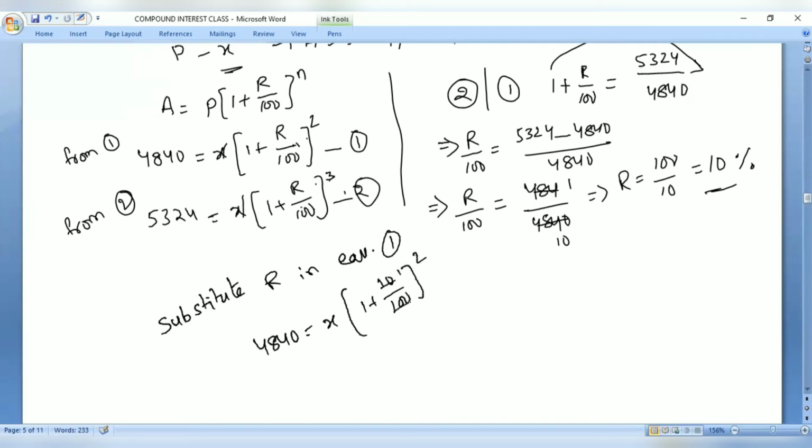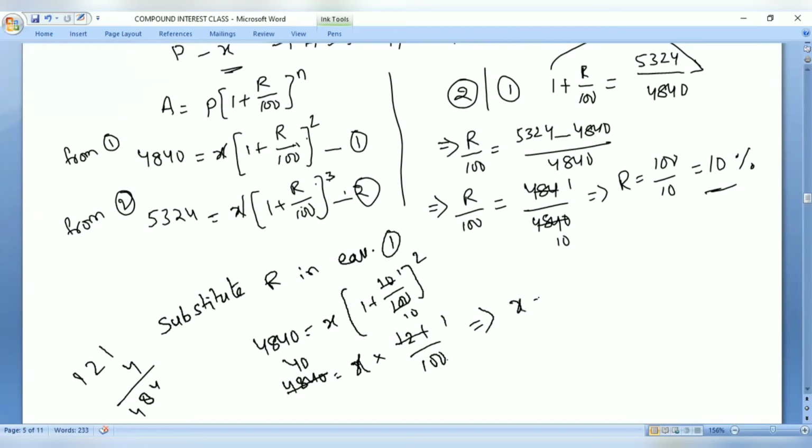So 10 by 100 means 1 by 10. So 4,840 equals X into 10 plus 1, 11 square, that is 121 by 100. So 121, 484. See, the calculation goes simple. 121 ones are 121, 121 fours are 484, right? So that means 100 multiplied with 40. So X is equal to 4,000 rupees.